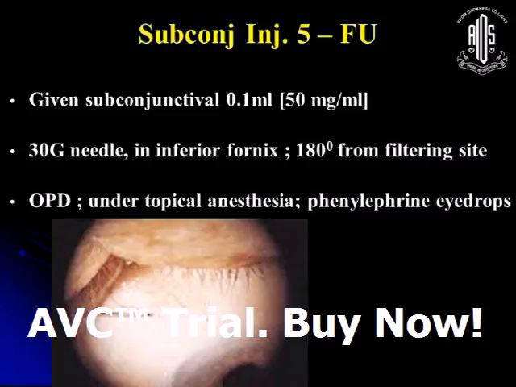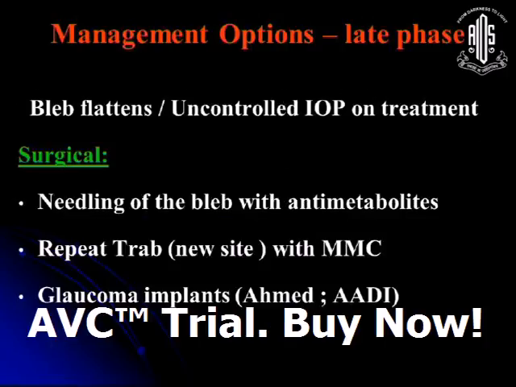And there are different techniques of giving it. The textbook describes to give it 180 degrees away, but we've been giving it posterior to the bleb, with the patient looking down, using topical paracaine, using a 30 gauge needle, and 0.1 ml is injected posterior to the bleb. Now if the bleb flattens or if the pressure remains uncontrolled, then you might have to consider needling of the bleb, or ultimately repeat the trabeculectomy, or even consider a glaucoma implant.